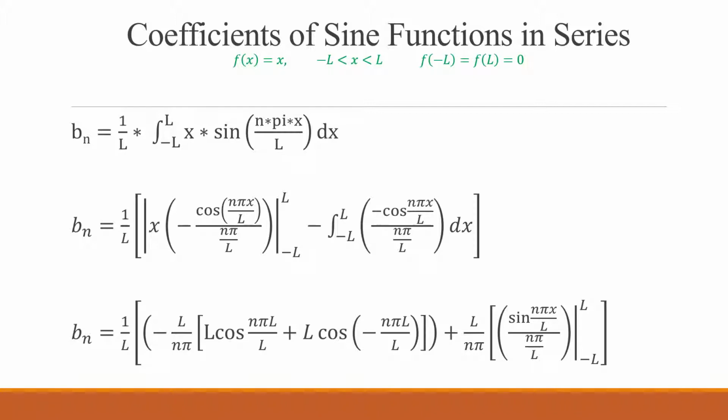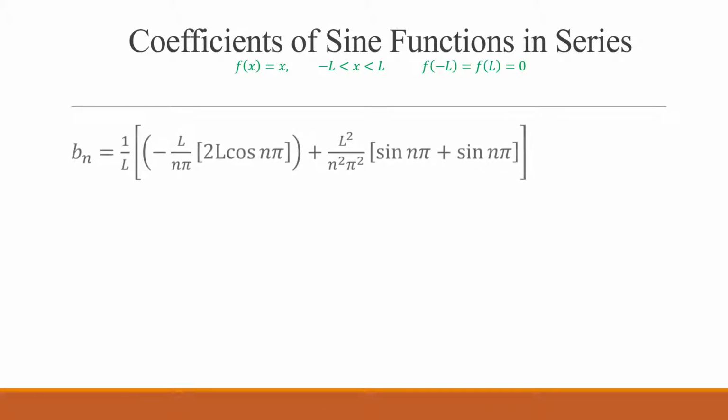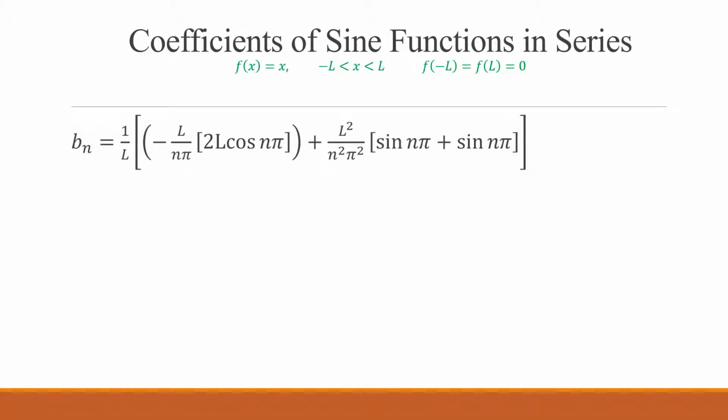On the second half of the right hand side, when we integrate minus cosine n pi x over L, we get a function sine n pi x over L divided by n pi over L. So when we put the limits in this relation, we will see that the second half becomes L square over n square pi square times sine of n pi plus sine of n pi, which is basically 2 times sine of n pi. But we know that sine of n pi is always 0, so we don't write anything after this relation, which we can see on the screen. So we will not write anything for the second half of the right hand side.